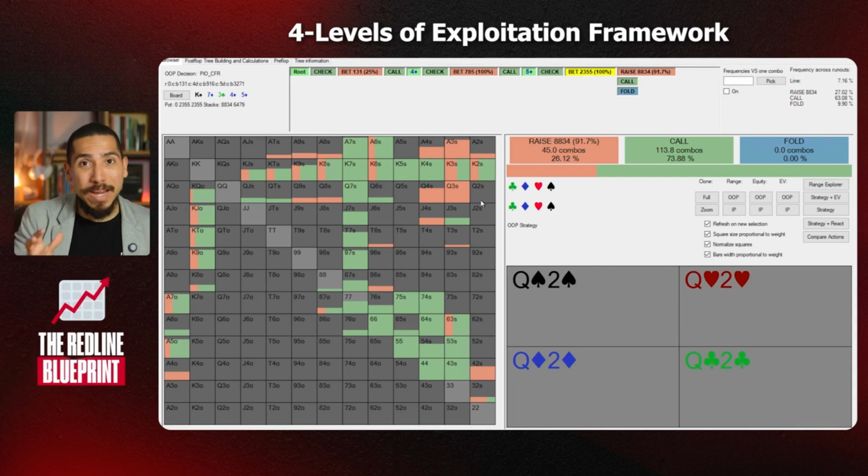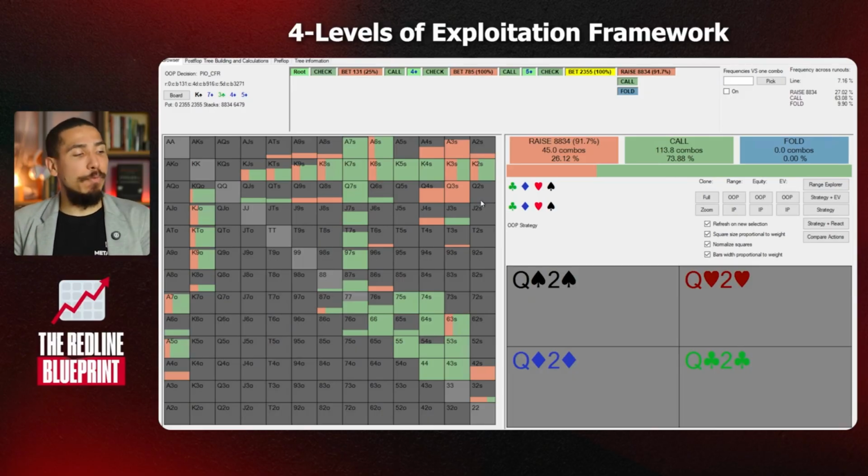Now, levels 3 and 4 are where the money really is in poker, and I think a very small percentage of players are actively applying level 3 and 4 exploits in their games. A level 3 exploit is about adjusting future street strategy based on a leak from your opponent, and level 4 exploits are about adjusting early street strategy due to your opponent's mistake.